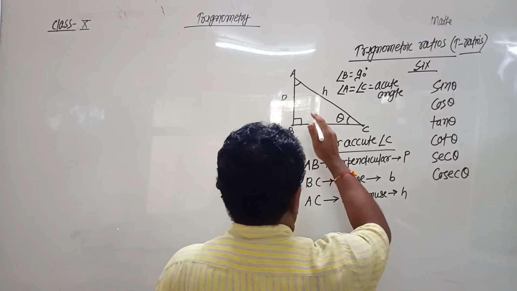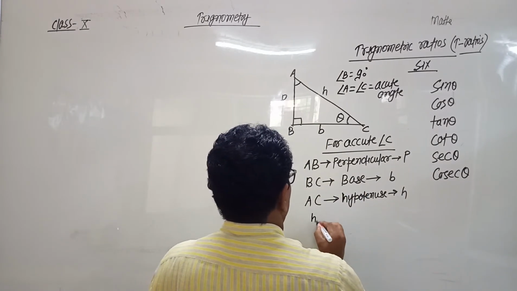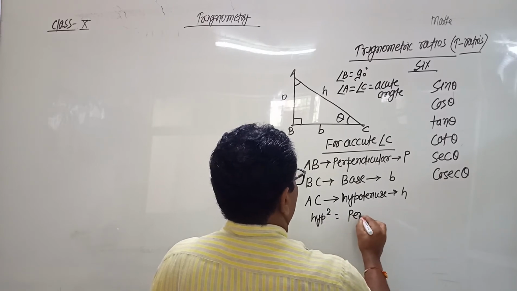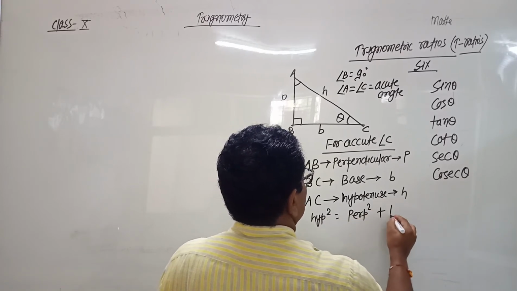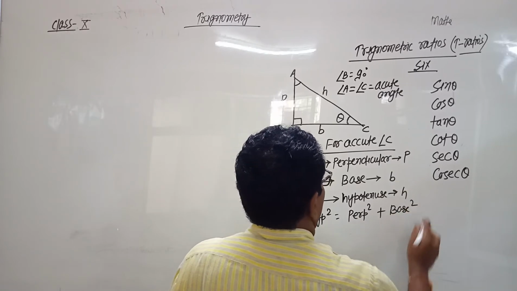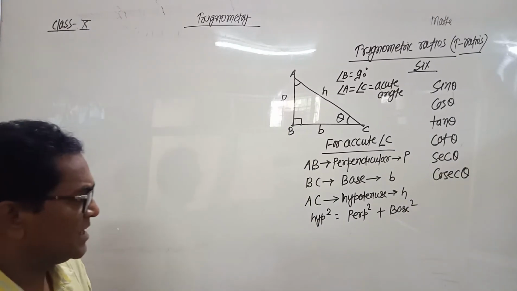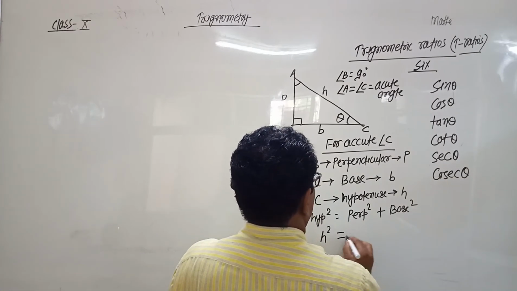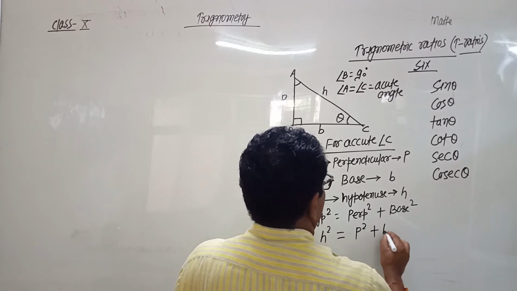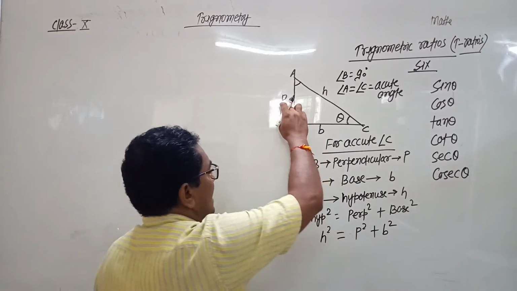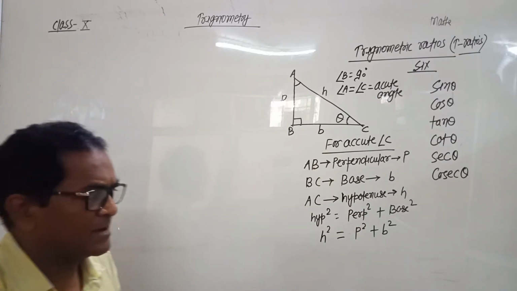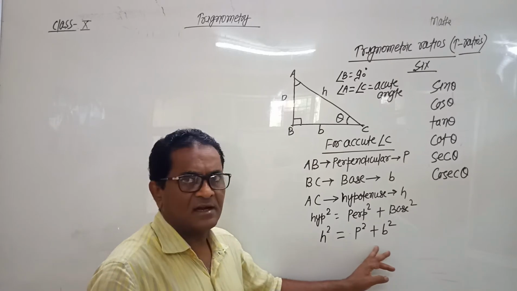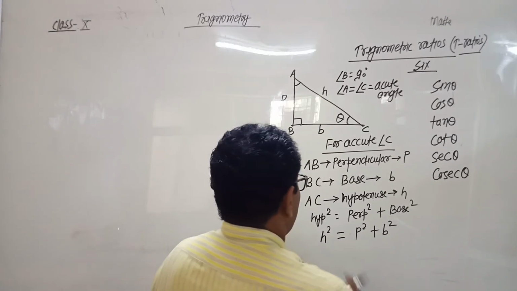Also we use the formula: hypotenuse square equals perpendicular square plus base square. In short form, H square equals P square plus B square. If any two sides are given and we have to find the third side, we can find the third side by using this formula.